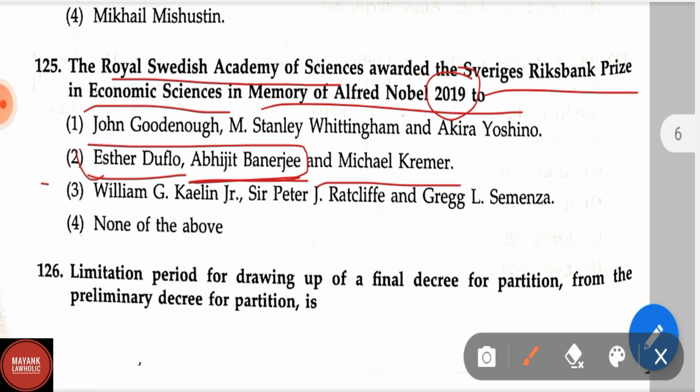And with him, Michael Kremer was also there in the economics Nobel Prize. So this is the correct answer. But in case the 2021 economics prize is asked, then you have to know the three names of the Nobel laureates, that is David Card, Joshua Angrist, and Guido Imbens. These three persons have got the Nobel Prize in economics in 2021.